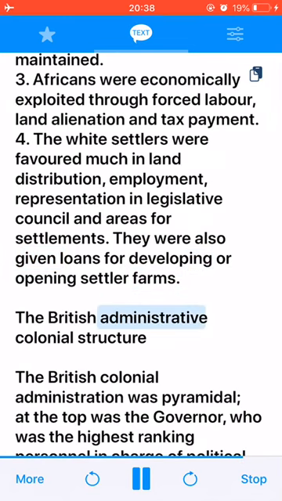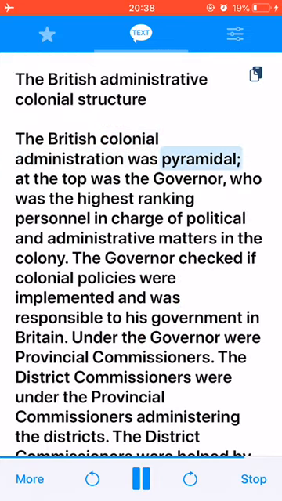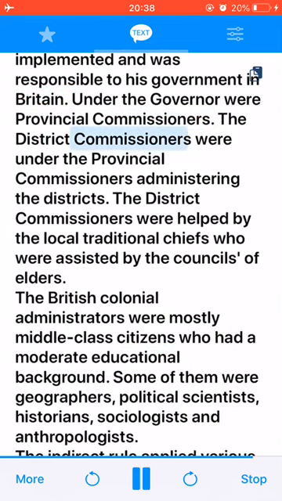The British administrative colonial structure. The British colonial administration was pyramidal. At the top was the governor, who was the highest-ranking personnel in charge of political and administrative matters in the colony. The governor checked if colonial policies were implemented and was responsible to his government in Britain. Under the governor were provincial commissioners. The district commissioners were under the provincial commissioners, administering the districts. The district commissioners were helped by the local traditional chiefs, who were assisted by the councils of elders.